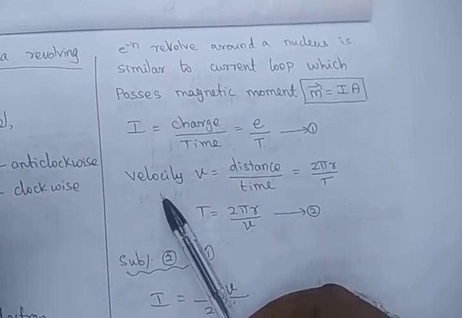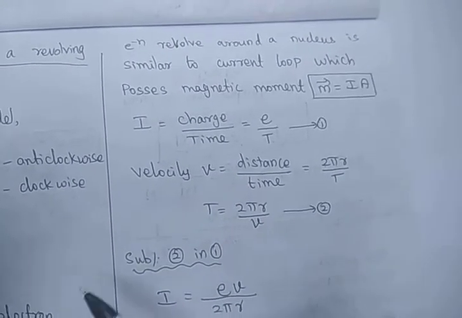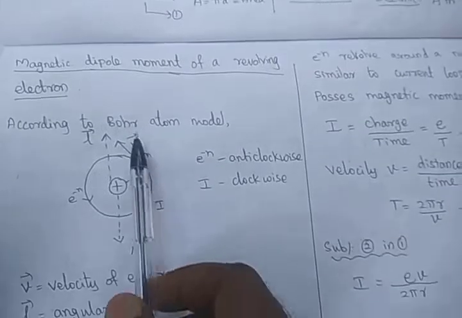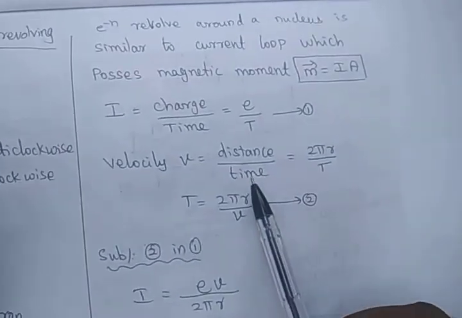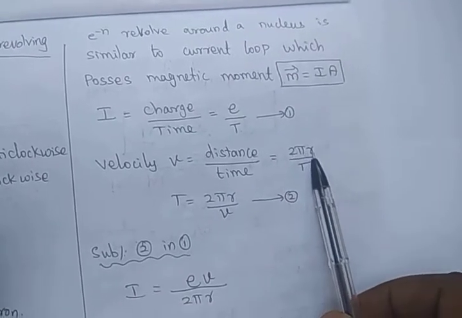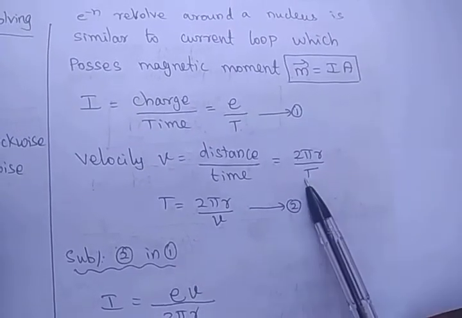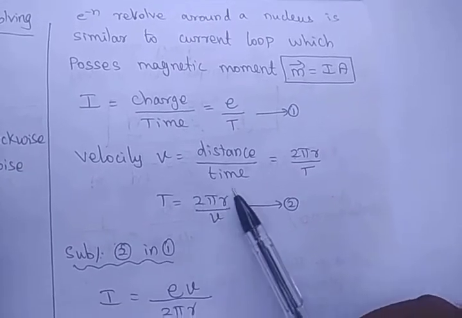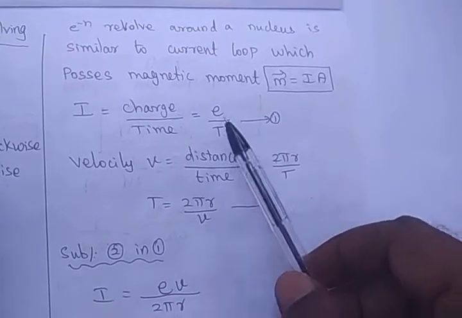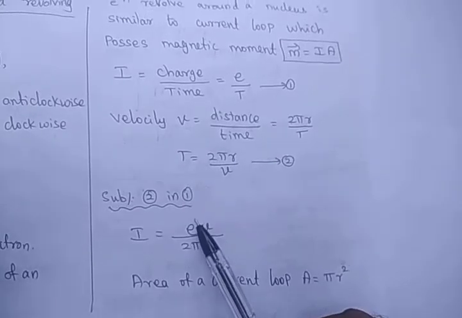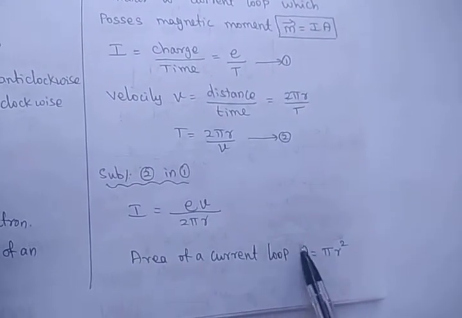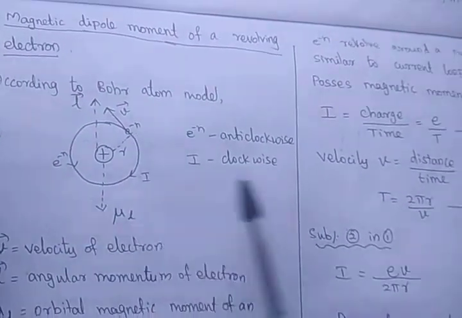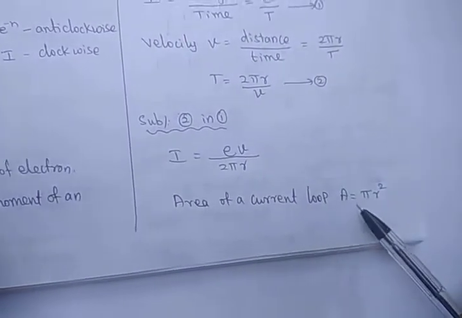Velocity is equal to distance by time. The total distance for completing one complete revolution is 2 pi r, and the time taken is the time period T. So T is equal to 2 pi r by v. Substituting this T, I is equal to e v by 2 pi r. The area of the current loop is A equal to pi r squared, where r is the radius of the orbit. So we have the I value and the A value.